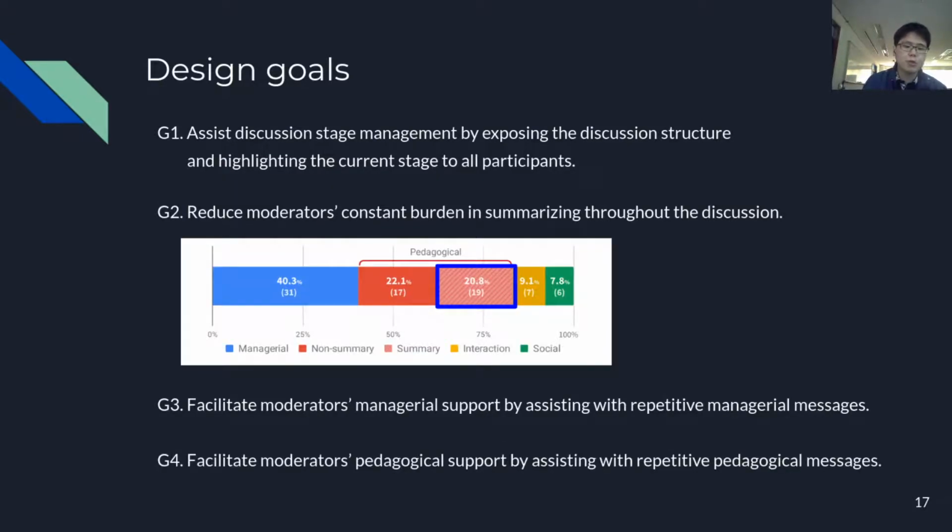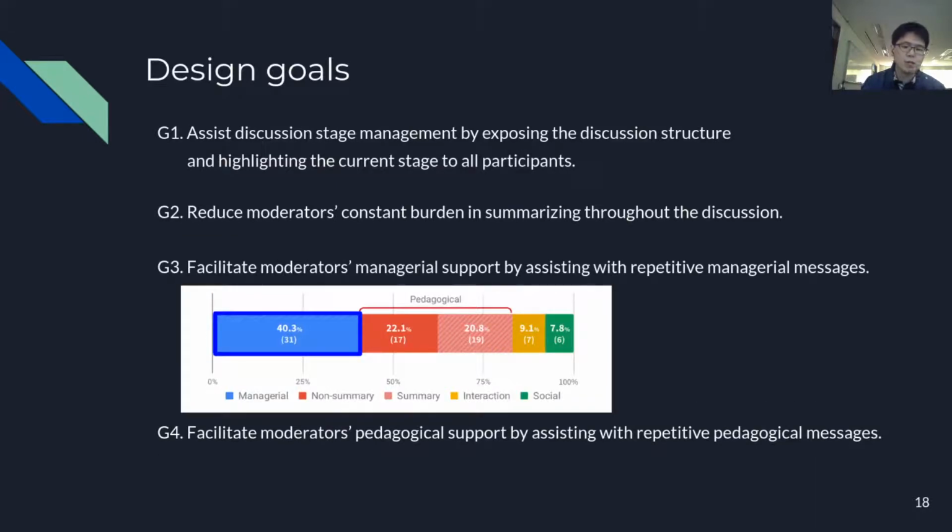G2: reduce the moderator's constant burden of summarizing throughout the discussion. In the formative study, we observed that moderators took some time to summarize throughout the discussion. G3: facilitate moderator manager support by assisting with repetitive manager messages. In the formative study, we observed that moderators used repetitive manager messages and they took a major share.